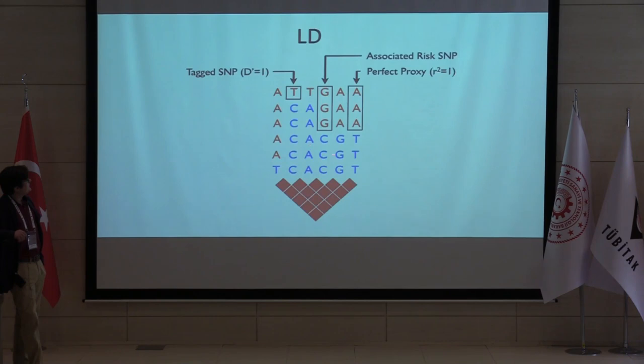Now, people frequently draw pictures of haplotypes. I have the sequence, and I have my risk SNP. For example, my risk SNP is this. So this is where the action is. This is my variant associated with my trait. Now here, I have a perfect proxy. So this one tags it identically, so there's no information gain. There's no statistical method which I can use to tell me that this is actually the functional variant rather than this one.